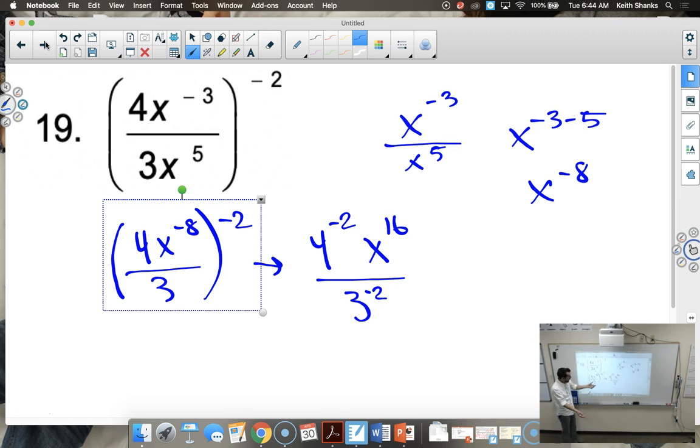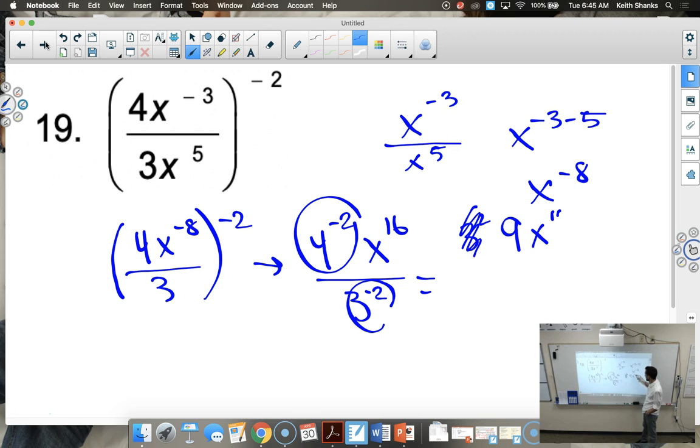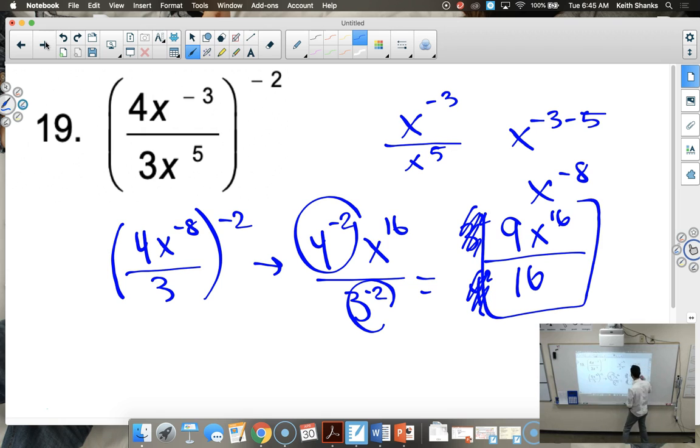And when you do have a negative exponent, you're going to switch its location. What that means is this value is going to come to the bottom, and this value is going to come to the top. So I end up with 3 squared. It becomes a positive on top. So 3 to the negative 2, move it to the top and just do 3 squared. So you're going to do 9 x to the 16 over 4 squared, which comes to the bottom, and 4 squared is 16. All right. If I could reduce that, I would. Otherwise, I leave it that way.